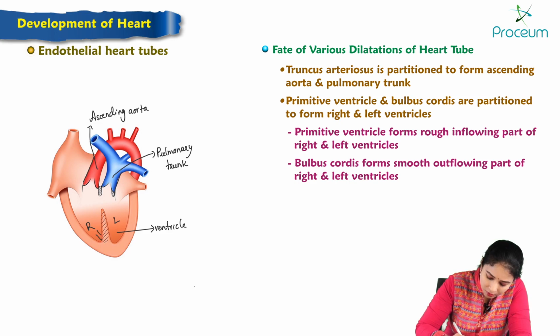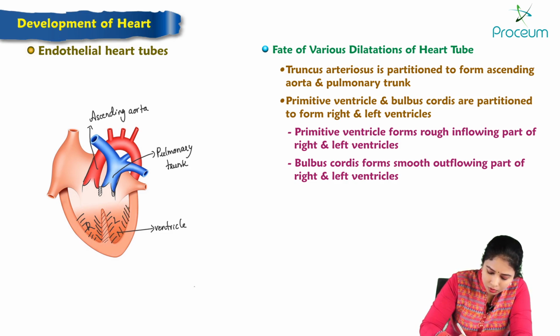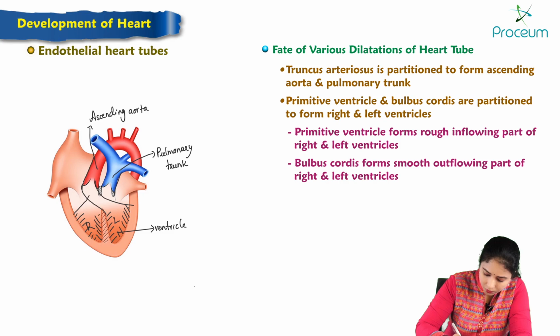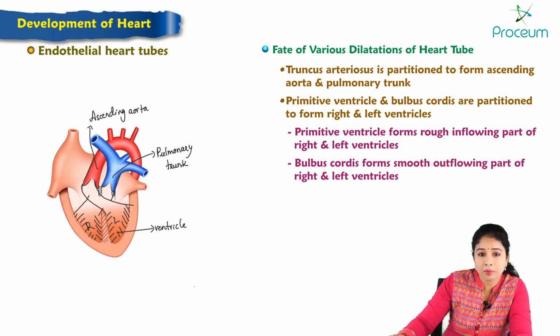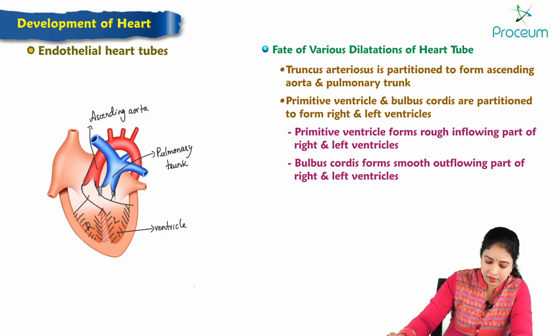So the rough inflow part is here on the inside, and the smooth outflow part is from the bulbus cordis, and the rough inflow part is from the primitive ventricle.